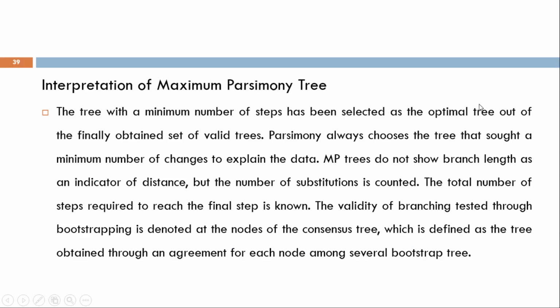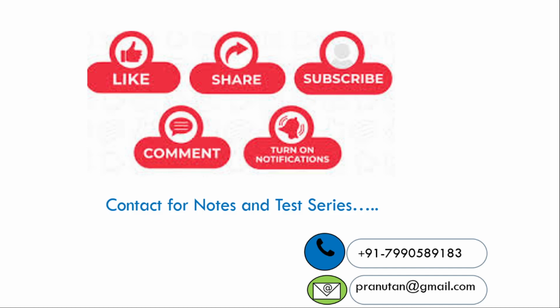So you can now interpret the maximum parsimonious tree, since the minimum number of mutations was required in tree number 1. So that was the correct answer. So I hope the maximum parsimony algorithm is clear to you. Try to search the books or the internet, you will find a lot of examples of the maximum parsimonious tree. Try to solve on your own which type of relationship is there in the sequences.